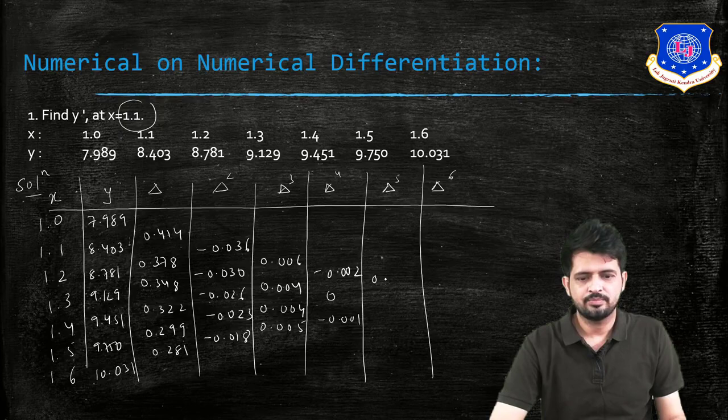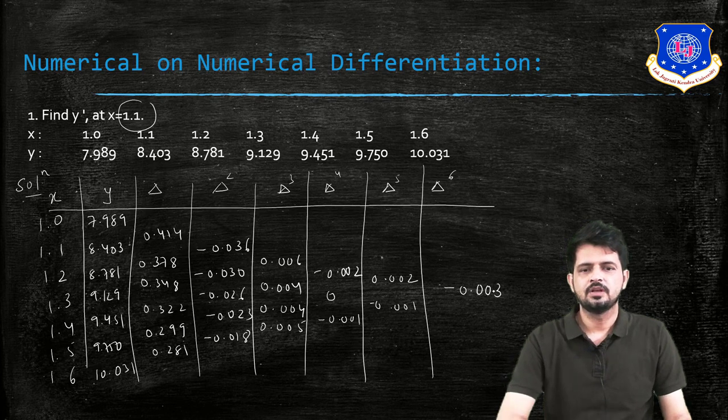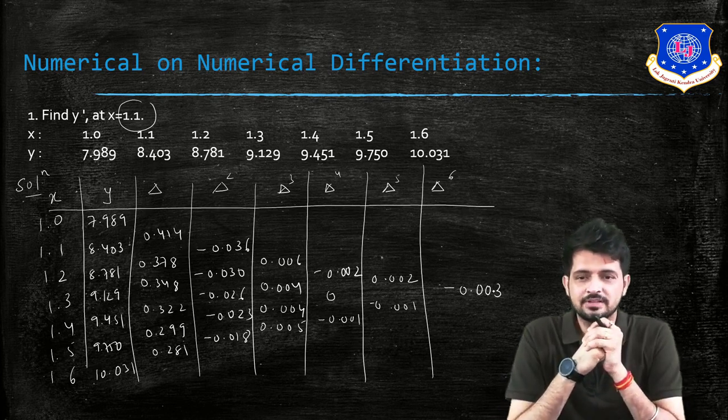Again here 0.002 and minus 0.001, and the last value will be minus 0.003. Okay, so this is the forward difference table.